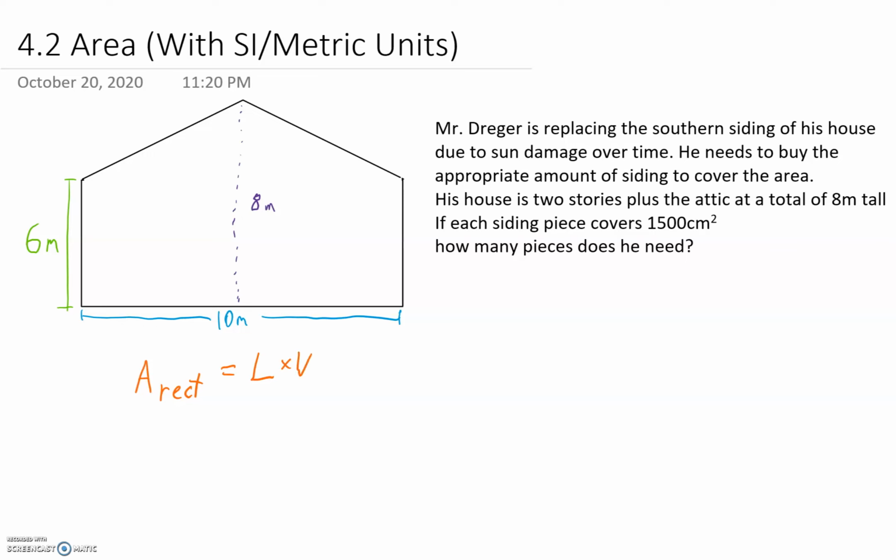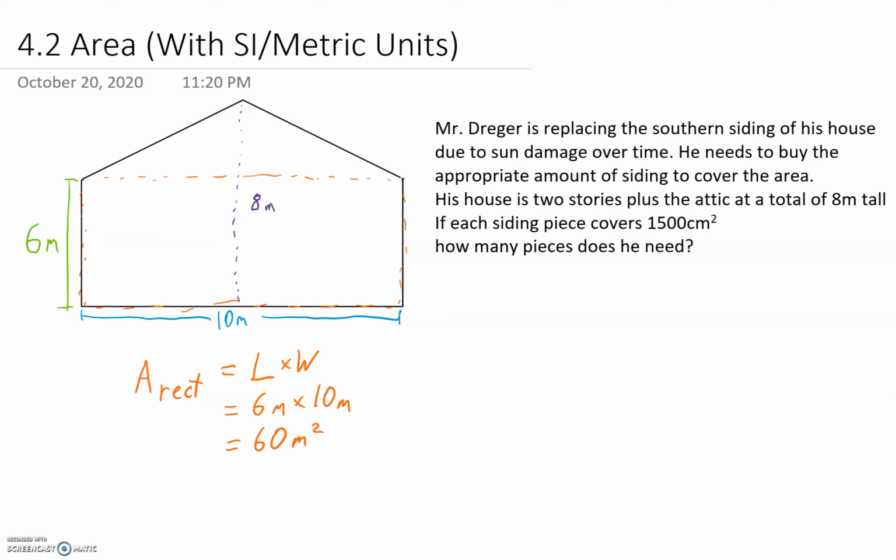times width. If we look at our shape here, where would our rectangle be? Well, our rectangle includes this side, includes the bottom, includes up here, and across. That's our rectangle. Not the most perfect rectangle, but pretty close. We have the length of 6 meters times the length of 10 meters, and we multiply those together to get 60 meters squared.